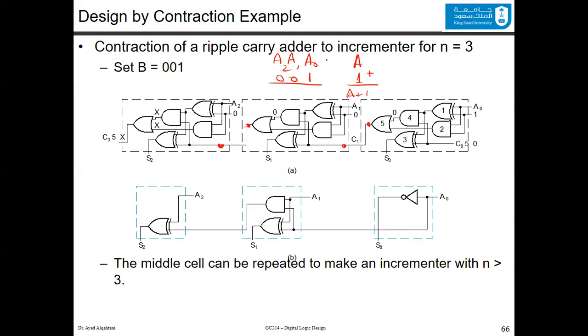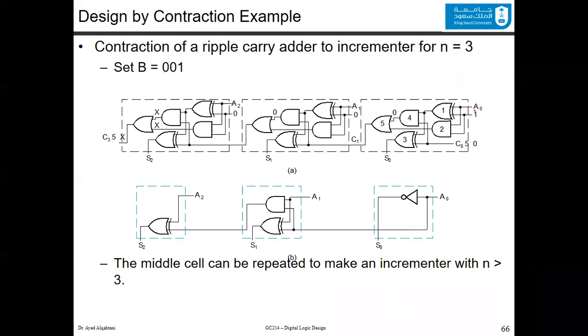Now what happens, we have the same idea that we described here. We have A0, A1, and A2. Now B is replaced by 1, 0, 0. So you have 1 here, 0 here, and 0 here. Also, the input carry at the first stage is equal to 0.